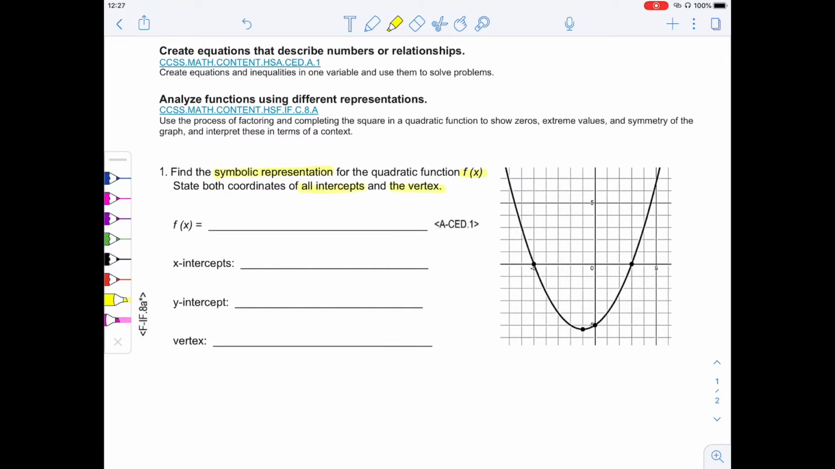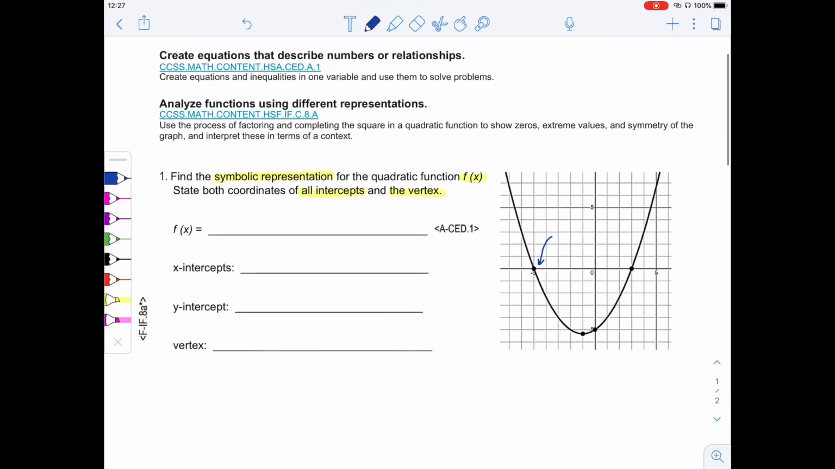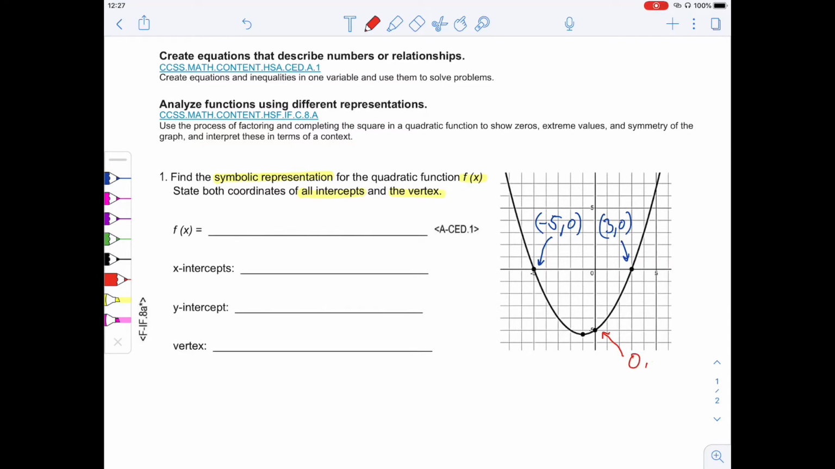So let's look at what we know so far. Just looking at it, we can tell right there, that's one of our zeros, our x-intercepts, -5, 0. We have this one right here, which is 3, 0. We also have a y-intercept at 0, -5, right? Your y value is -5, your x value is 0.